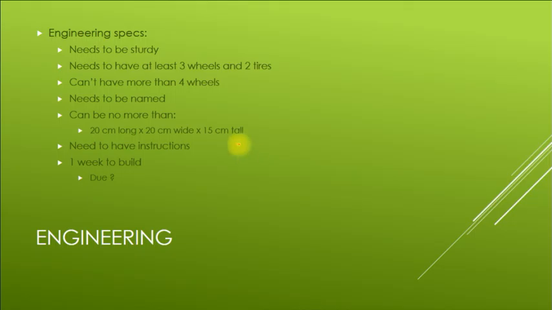So, the specs, the things that I'm going to require you to have: it needs to be sturdy. It needs to have at least 3 wheels and 2 tires. It can have more, but it can't have any more than 4 wheels. It needs to have a name, which we'll talk about in a later video. It has to fit in this kind of a box or cube. You need to have instructions saved on your computer, and you're going to only have 1 week to build it. So once you're done watching this video, you can go ahead and get started.